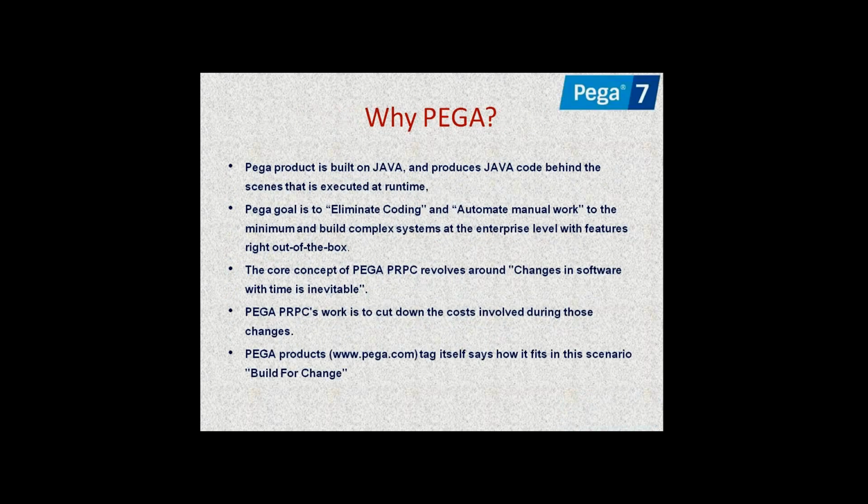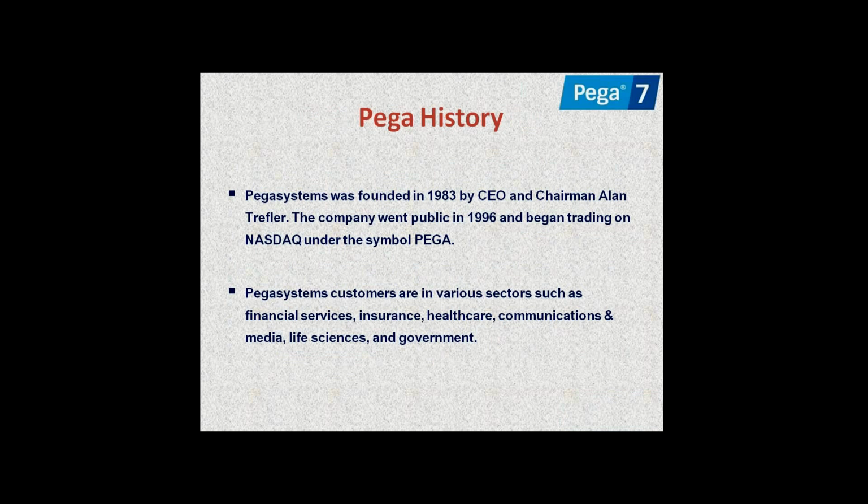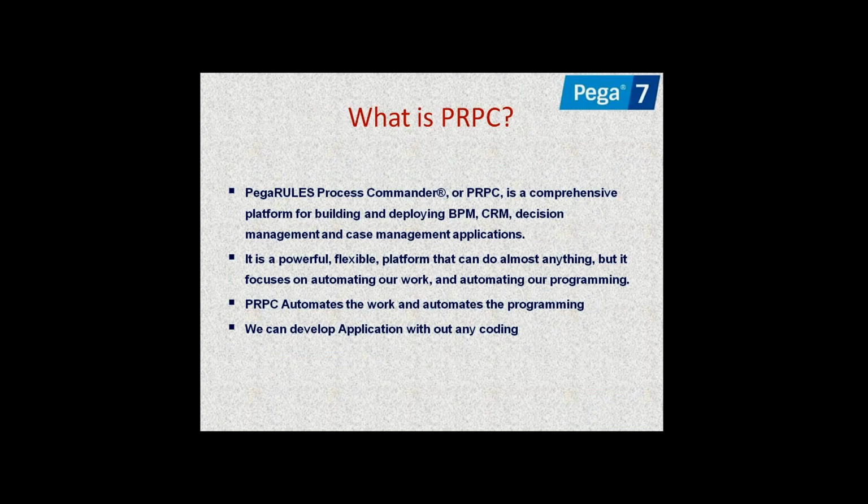So once again, for anybody newly joined, I'm giving a quick overview. Coming to the history of Pega, it started in the year 1983, and using Pega we can develop any type of web applications. It is also called Pega Rules Process Commander. Pega is a PRPC tool, nothing but a platform for building applications.